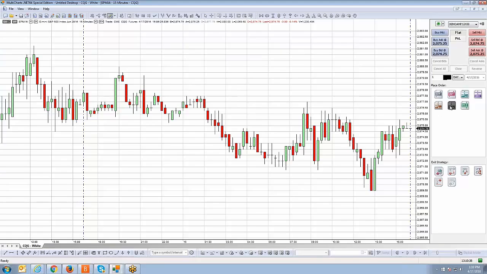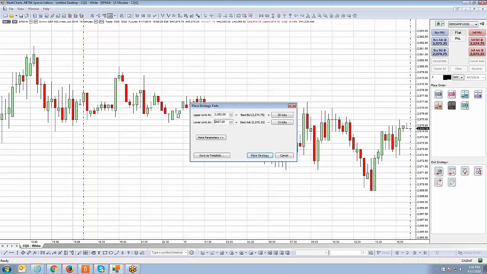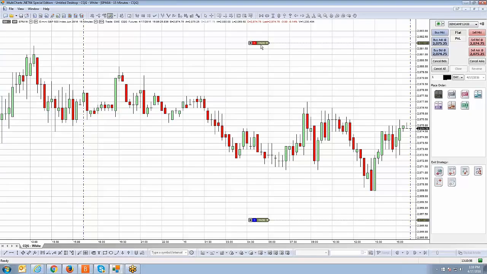Now I'm going to left click on the fade strategy. I'll demonstrate the first option, which is the drag and drop method. Left click on the fade strategy while holding down the left click, and drop it anywhere on the chart. Now you can see the values will reapply, asking me, are you sure you want to do this? And make sure the prices are correct, which they are. Now I'm going to hit play strategy. And now you can see there's my sell limit and there's my buy limit.